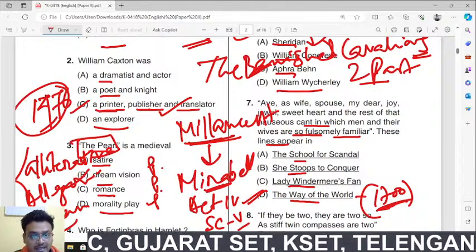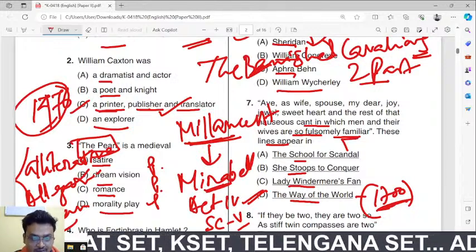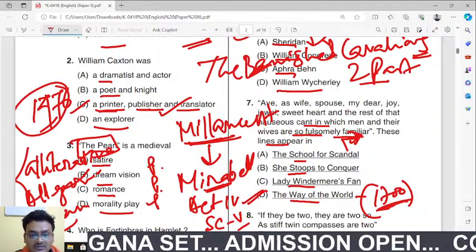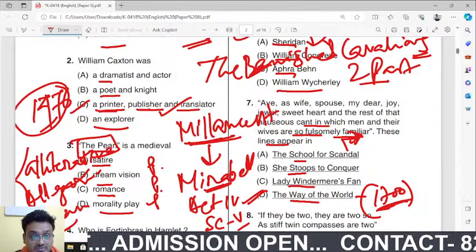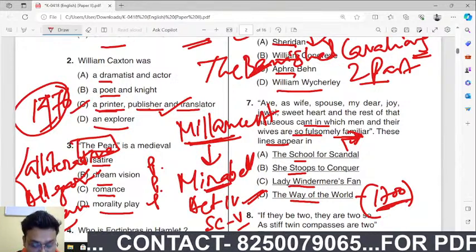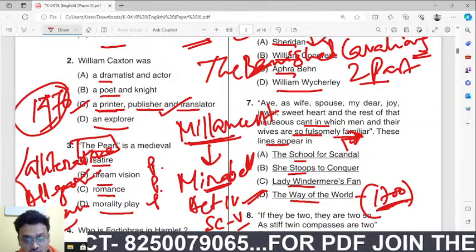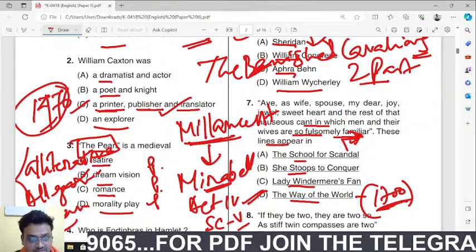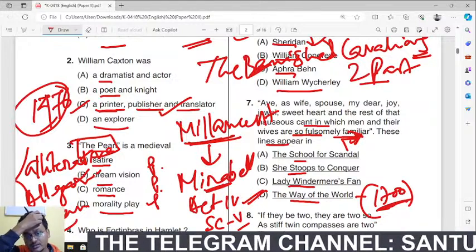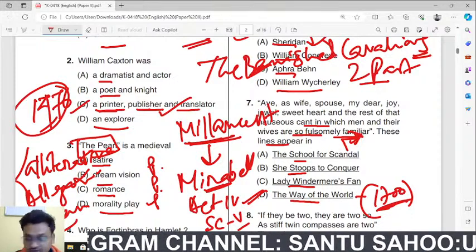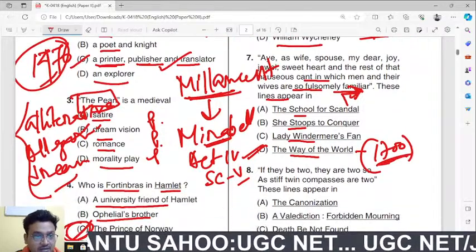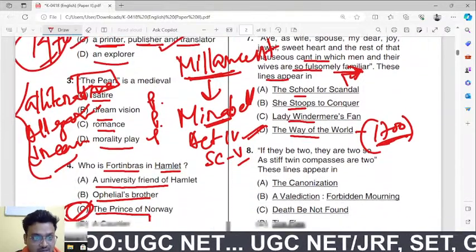It's Congreve. And The School for Scandal, who wrote it? It's Richard Sheridan. She Stoops to Conquer is by Oliver Goldsmith, and Lady Windermere's Fan is by Oscar Wilde. And The Way of the World is a work by the famous Restoration dramatist Congreve, published in 1700, where Millamant is saying these lines to Mirabell.